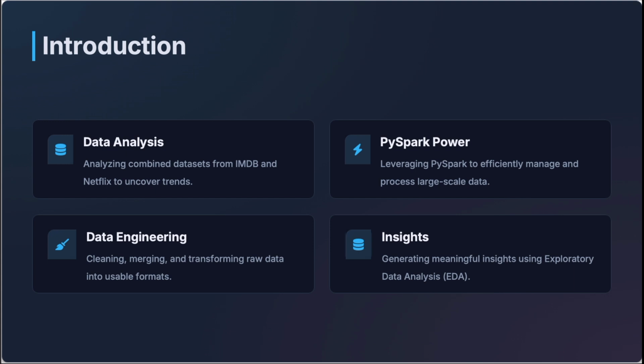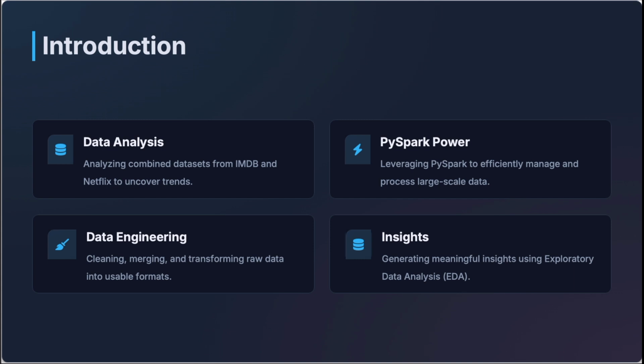So, what is the project really about? Simply, we took huge datasets from IMDb and Netflix and built a system to merge them both. Our goal wasn't just to look at the data, but to really work with it, like cleaning it up, changing it into better formats, and using exploratory data analysis, or EDA, to see what makes a movie popular.